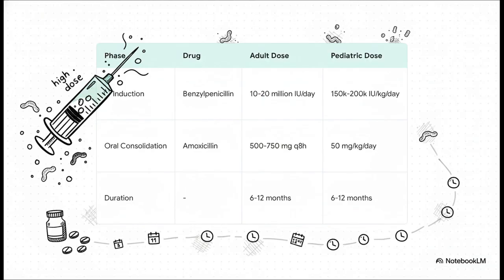So what does high-dose, long-duration actually look like in practice? Well, the Dutch SWAB guidelines are a great example. They recommend a massive IV induction dose of benzylpenicillin. We're talking 10 to 20 million units a day for adults. That's followed by a long oral step-down with amoxicillin that can last for 6 to 12 months. And notice the pediatric doses are just as aggressive, calculated to get that deep tissue penetration.